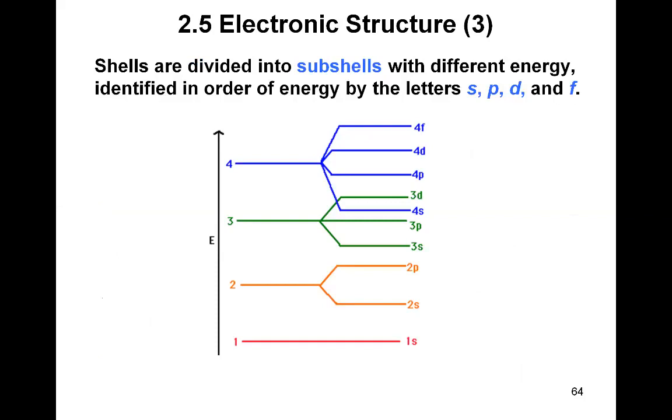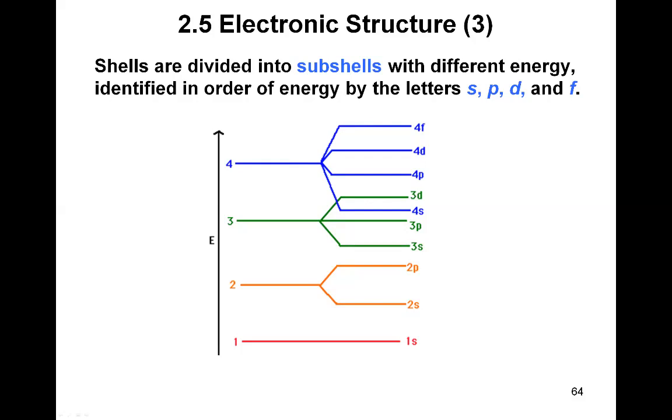Shells are subdivided into subshells, and the subshells have different energy. In order of energy, they are identified by the letters S, P, D, and F. So if we look at the structure of the atom again, starting with the first shell right around the nucleus, the first shell has only 1 subshell, because the shell number indicates the number of subshells in that shell.